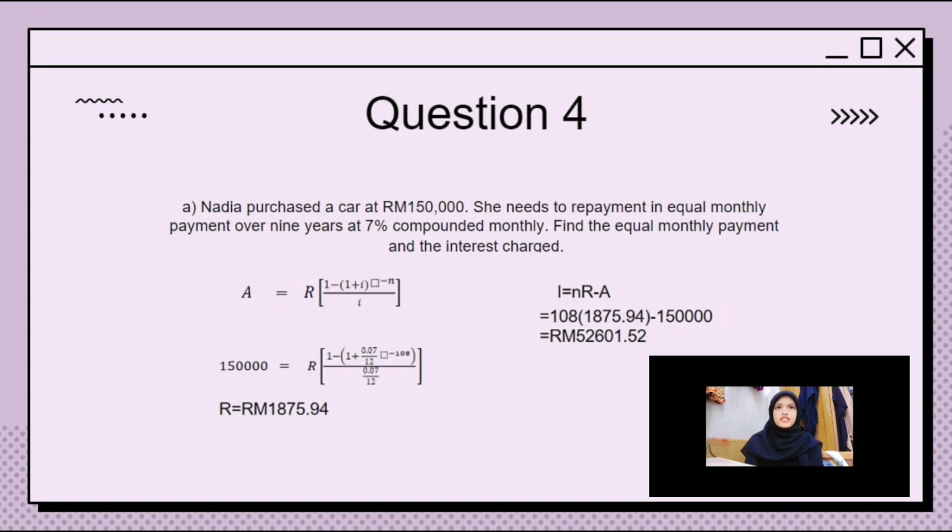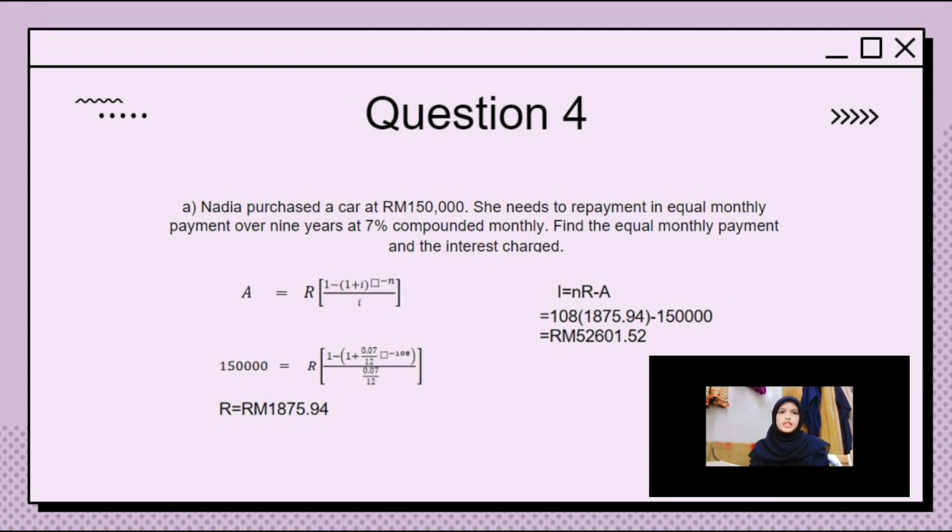For this question, we must use the present value formula. A is the present value or initial value. R is the monthly payment. The present value is 150,000. 7% compounded monthly gives i, which is the periodic interest rate. n is the number of interest periods in the investment. So we calculate using the present value formula, and the answer is RM1,875.94.